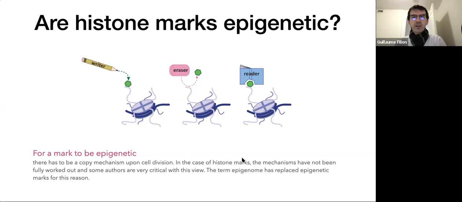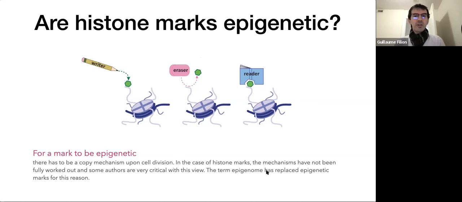In the case of histone marks, the mechanisms have not been fully worked out, and some authors are very critical of this view. So you will see sometimes, especially around 2000 to 2010, there were opinion articles that said that histone marks cannot be called epigenetic until you have identified the mechanism that will make sure that the mark is faithfully inherited on both daughter cells. The one that is the most epigenetic is H3K27 trimethylation, the one associated with cell identity. In that particular case, I think there are many elements of what the mechanisms can be, but this is not fully worked out, not as much as in the case of DNA methylation.